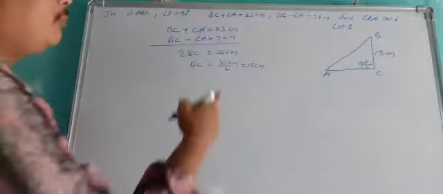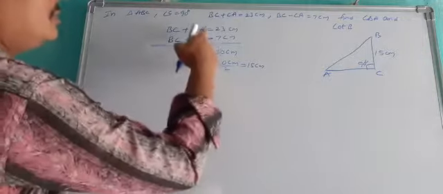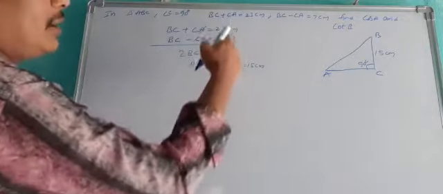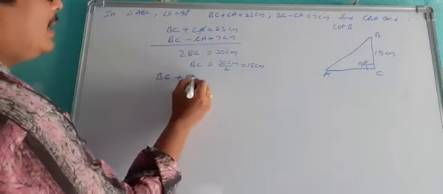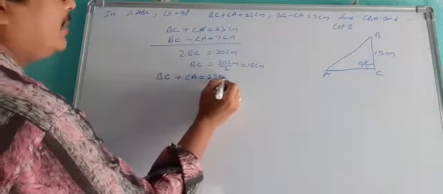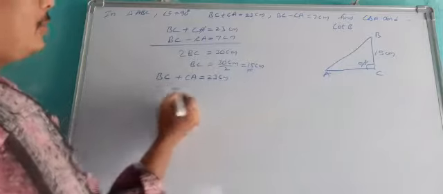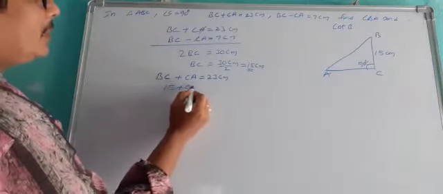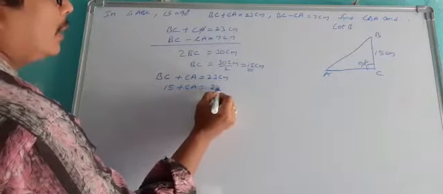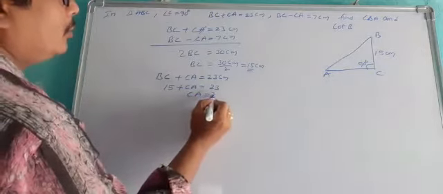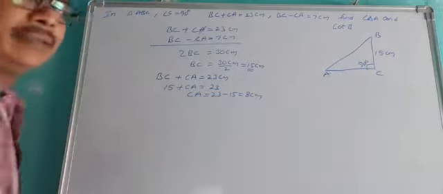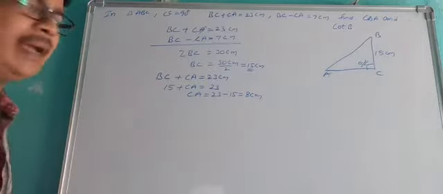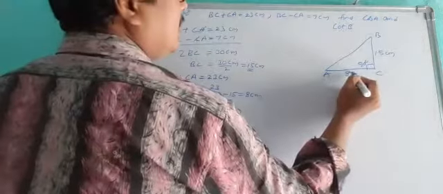As well, you have to find the AC also. Okay, you substitute this 15 in any one of the equations. So BC plus CA equal to 23 centimeters, but BC equal to how much? 15. So 15 plus CA equal to 23. So CA equal to 23 minus 15, that equal to 8 centimeters. Plus 15 by transposition becomes minus 15. So this is 8 centimeters.